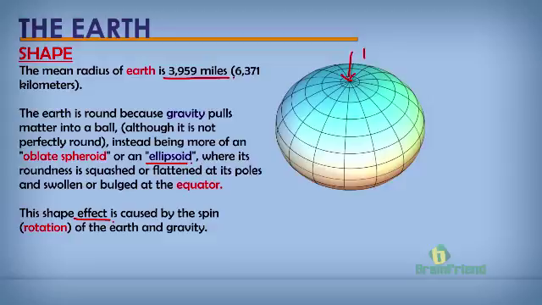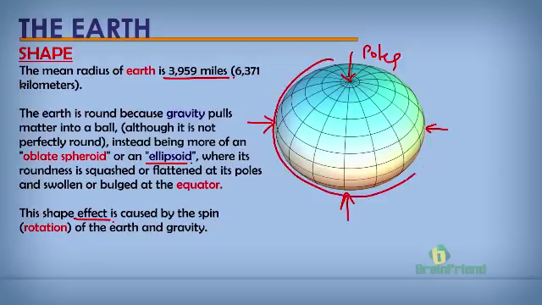So these are our poles. And if we notice this shape, which is a true representation of what the Earth looks like, the poles are squashed in, while the sides or the equator here acquire a bulge. This shape is what is referred to as an oblate spheroid.